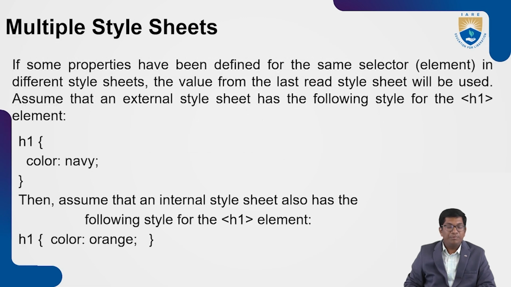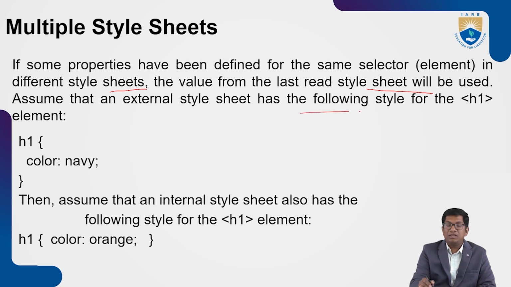Okay, multiple style sheets. If some properties have been defined for the same selector in different style sheets, so the same selector but different styles we are applying, then what happens? The value from the last read style sheet will be used, which will read the last style sheet, that will be applied.